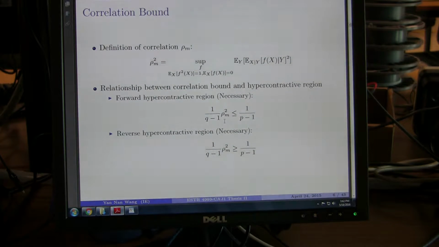Here I will introduce the concept of correlation bound. The correlation is a parameter of a channel, defined like this, and there is a strong relationship between the correlation bound and the hypercontractive region. For (p, q) inside the forward hypercontractive region, they must satisfy this inequality. For the reverse hypercontractive region, the (p, q) must satisfy this inequality. These two are called the correlation bound.